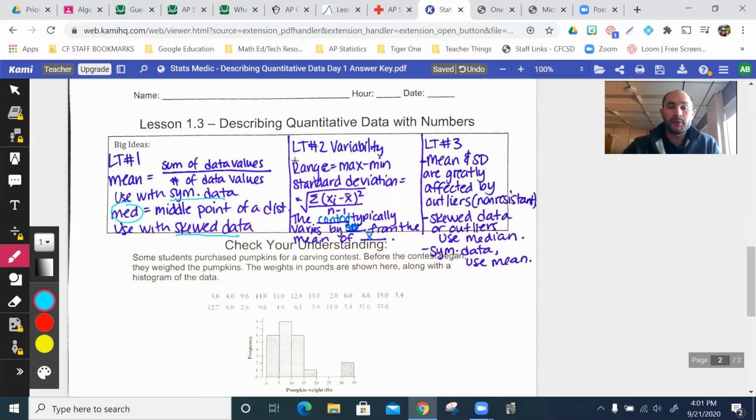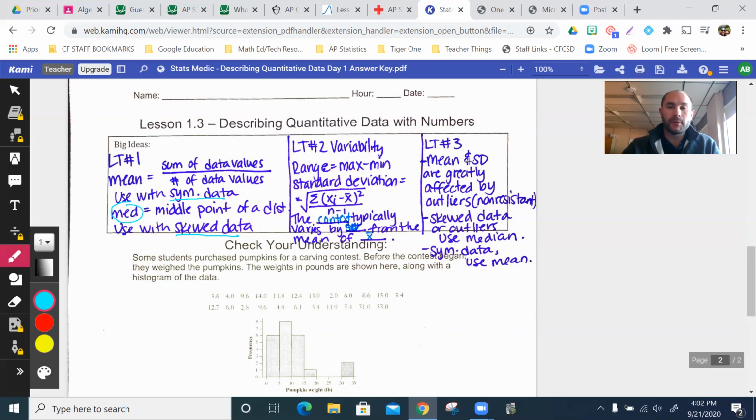In variability, we could do a couple things: range, max minus min, the standard deviation, and then we have the interpretation of the standard deviation, the context. So like the colleges typically vary by whatever the standard deviation is from the mean of whatever the mean is. You just fill in the blank statement right there. But the standard deviation is also not really used with outliers or skewed distributions, okay?